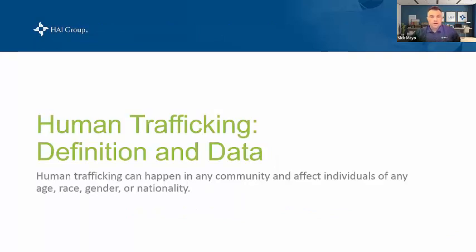So to get us started, obviously we're talking about human trafficking today. The definition and data that is collected in regards to human trafficking is going to be the start of the presentation. As it says here on the screen, human trafficking can happen in any community and affect individuals of any age, race, gender, or nationality.